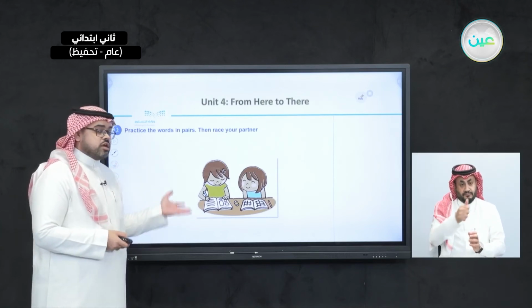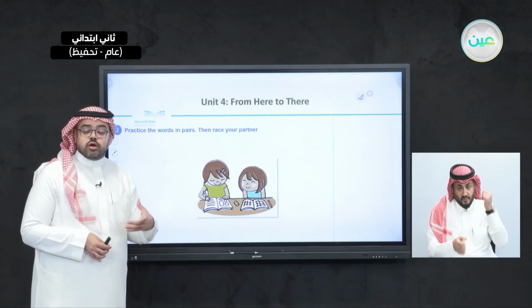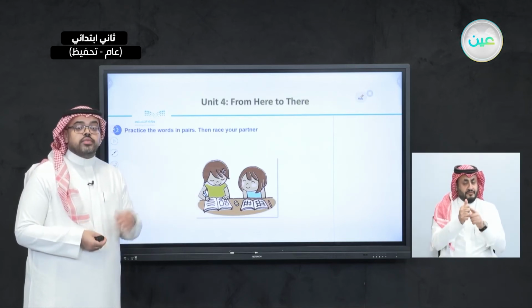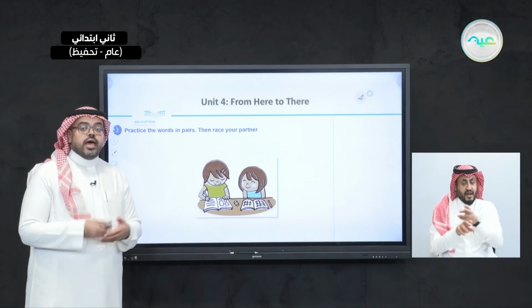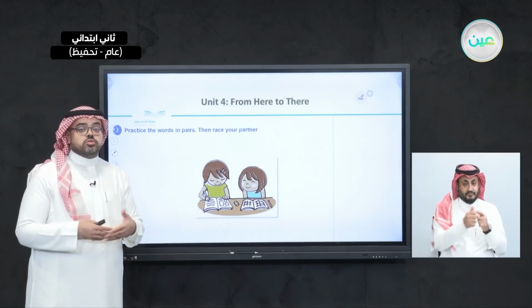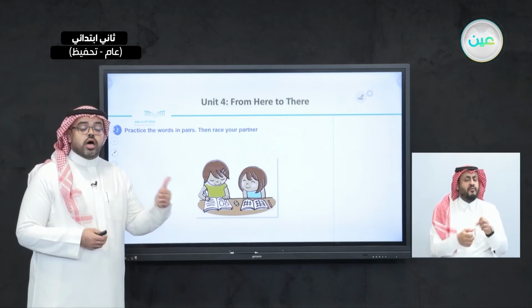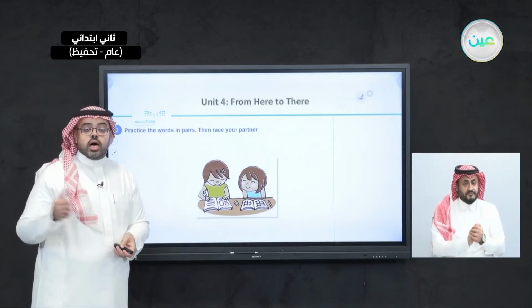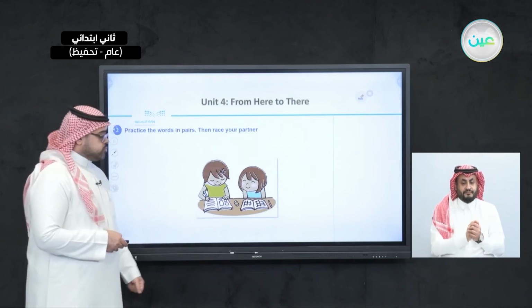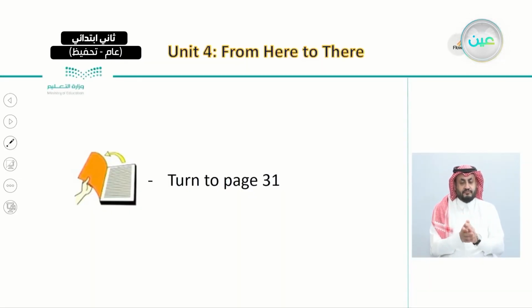As we can see, as we practiced, we use the article an with words that start with a, like an ambulance. And we use the article a with words that start with other letters, like a train or a bus or a police car. Now, let us move on to the other page on page 31. So I'd like you please to turn your books to page 31.